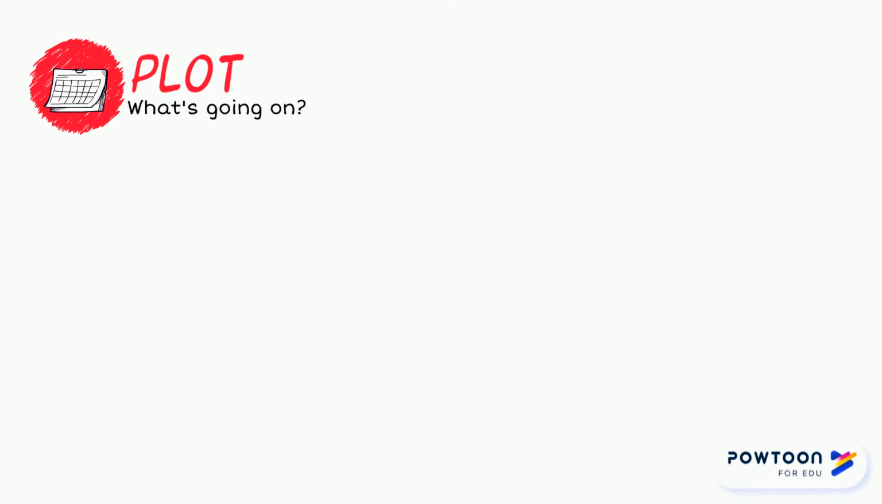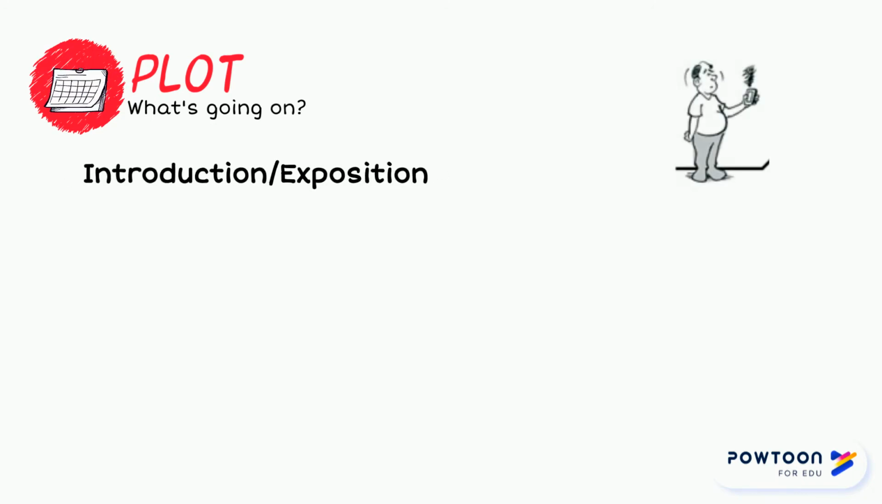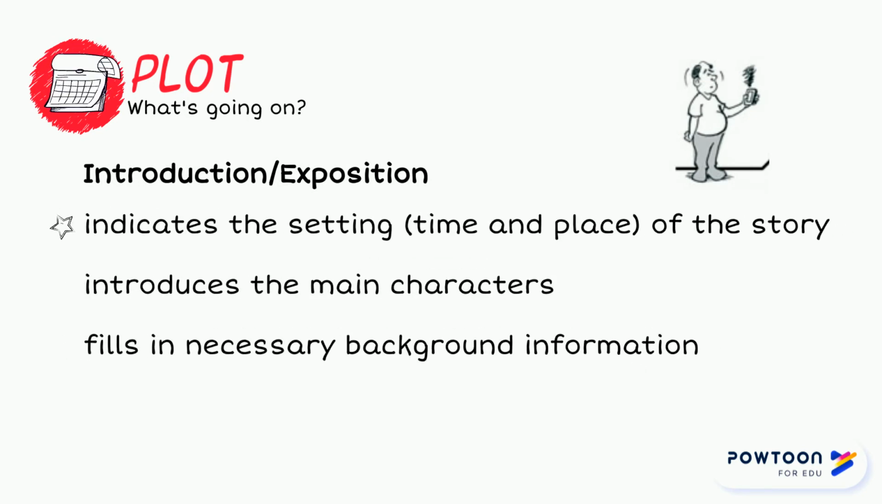At the beginning of every story, and at the beginning of our plot diagram, you'll find the introduction, which is sometimes called exposition. Here is the indication of setting, which is the time and place of the story. We also introduce main characters, and it fills in any necessary background information the reader needs to know before they read.